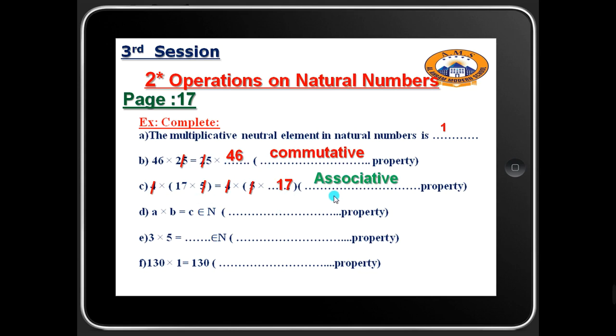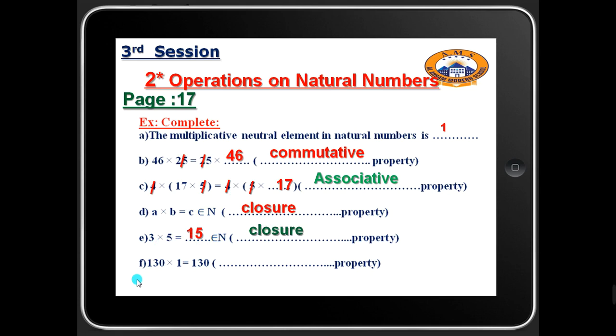So I use the associative property. Okay, number D, if I multiply a times b equals c, a belongs to the set of the natural numbers, b belongs to the set of the natural numbers, and the product here also belongs to the set of the natural numbers, so we call this closure. Yes, my dear students. Another exercise, D and E, they are the same idea, but here he used symbols and here he changed the symbols into numbers, into digits. So 3 times 5 will give me 15, and they belong to the set of the natural numbers, so we use this property, we call it the closure property.